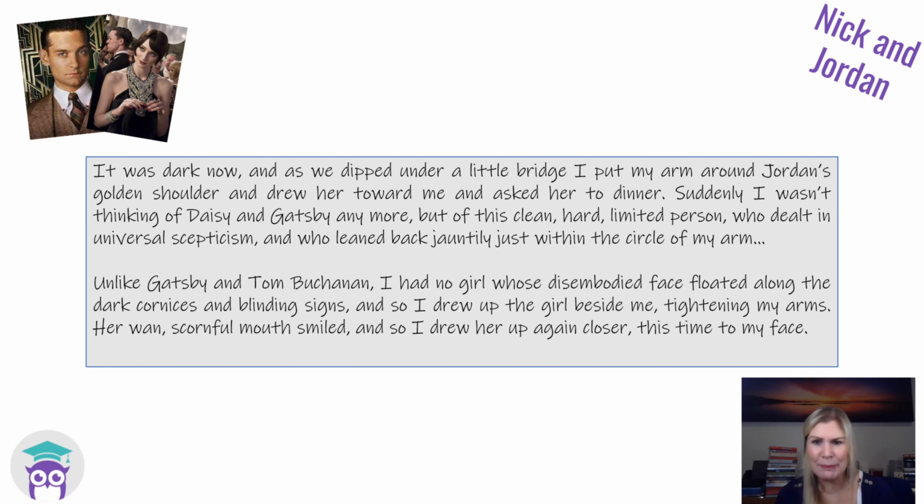Gatsby's becoming great to Nick, but is Nick becoming great to us? Debatable. At the end of this chapter, we have another description of his relationship with Jordan, because all of this musing on Gatsby's relationship with Daisy and Tom's relationship with Daisy leads Nick to have a little moment of self-reflection. And in this moment, driving along in the dark as they dip under the bridge, he puts his arm around Jordan's golden shoulder, drawing her towards him and asking her to dinner. He wasn't thinking of Daisy and Gatsby, but of this clean, hard, limited person who dealt in universal skepticism and who leaned back jauntily just within the circle of his arm.